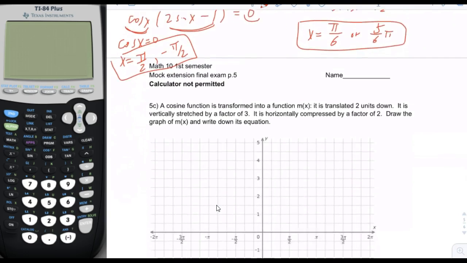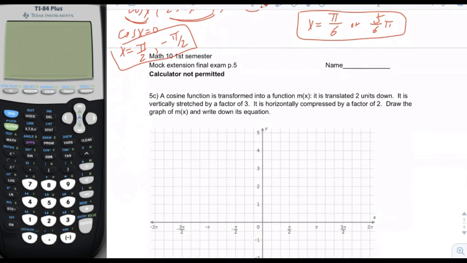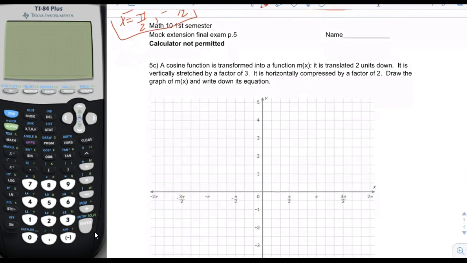All right, last of all. Okay, we're looking at 5c. A cosine function is transformed into a function m of x. It is translated 2 units down. It is vertically stretched by a factor of 3. It is horizontally compressed by a factor of 2. Draw the graph of m of x and write down its equation.